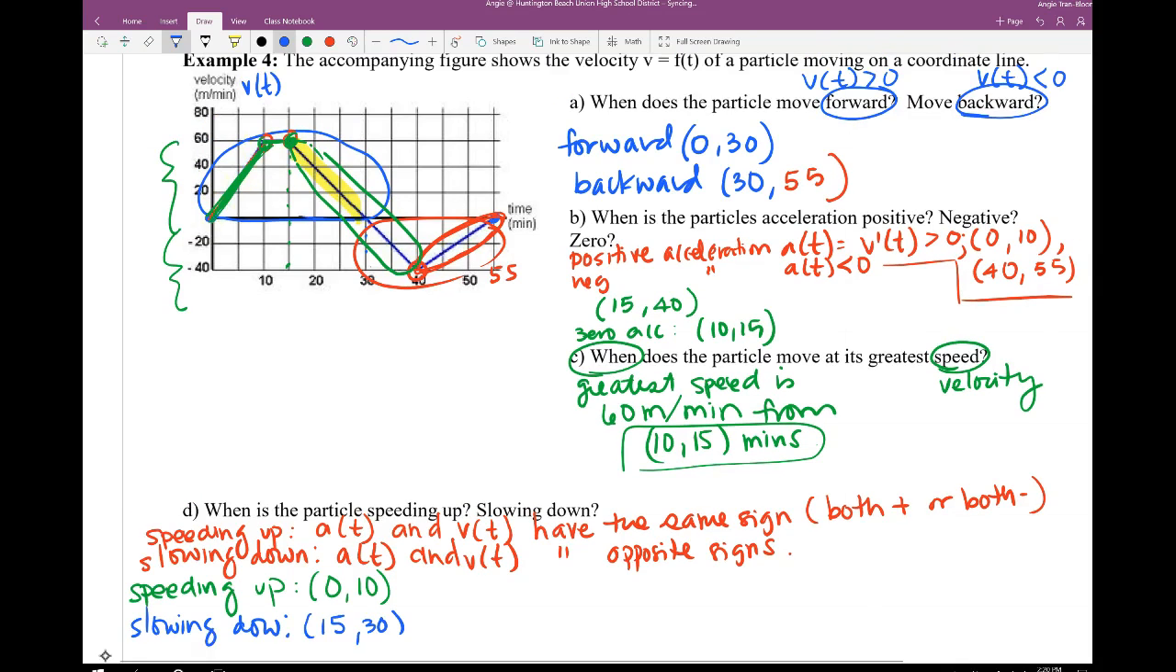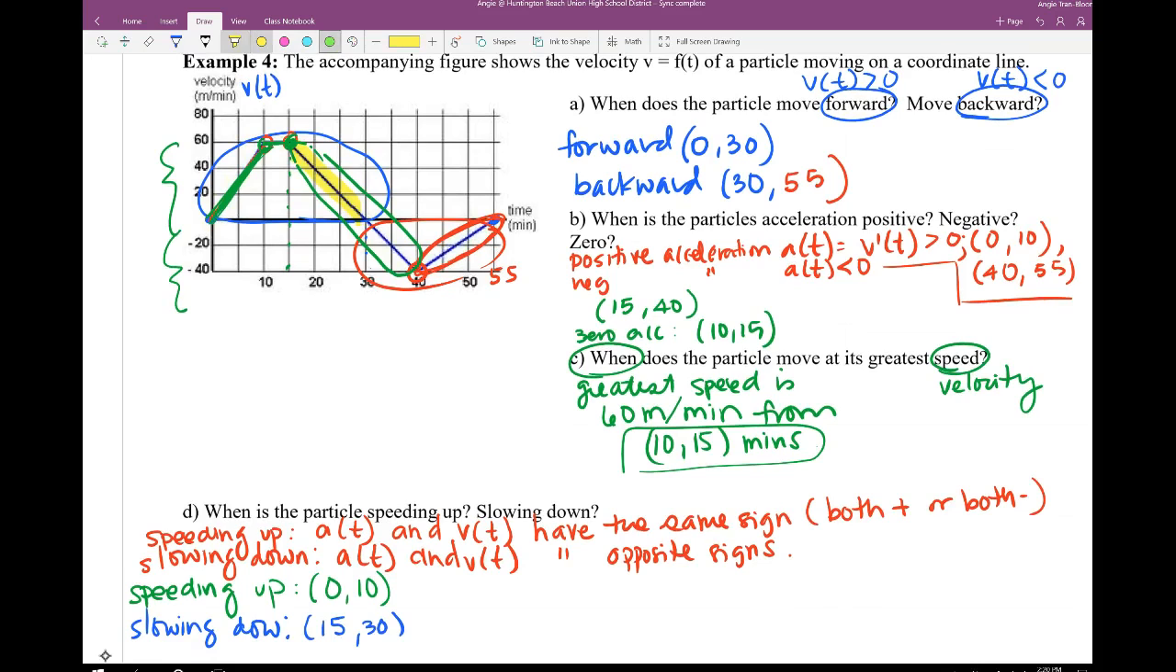Then let's look at the next piece. Okay, how about this one? This piece right here, velocity is negative because it's below the y-axis, and acceleration is negative because the slope is negative. So that piece right there is actually speeding up because the signs are the same, okay? So that's actually speeding up, and that is from 30 to 40.